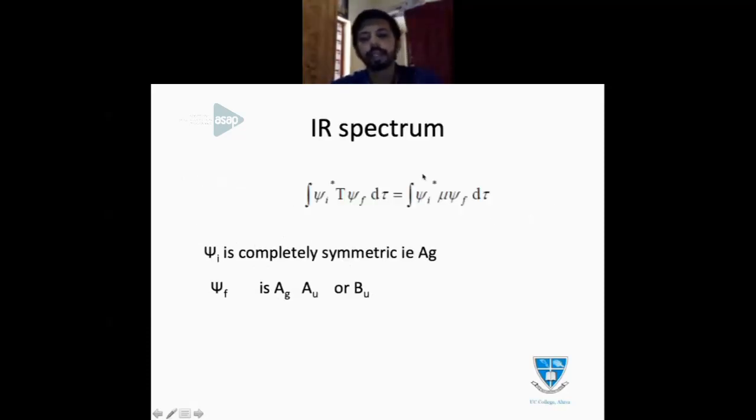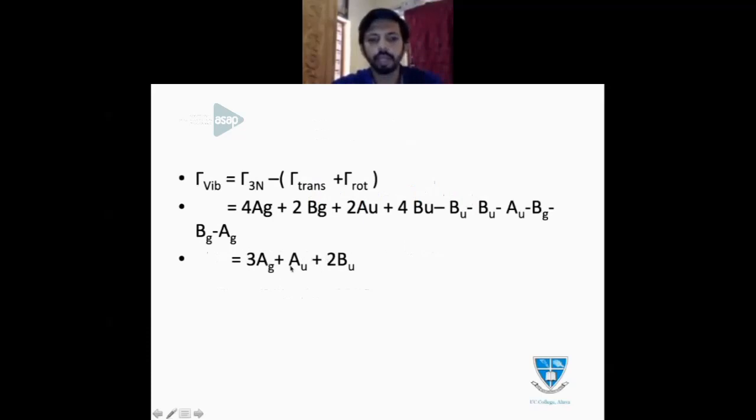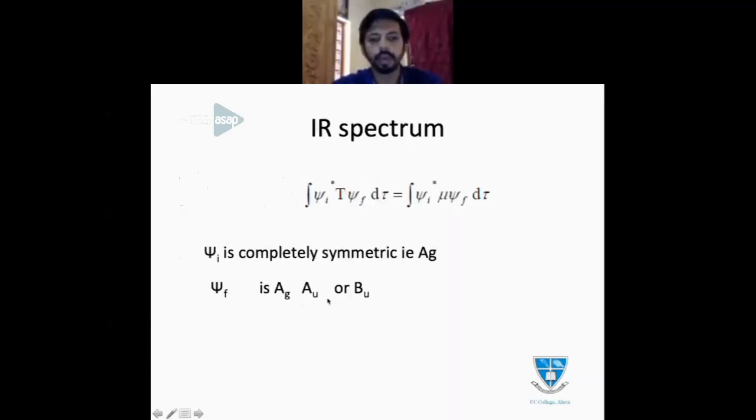Now we are discussing the IR spectrum, whether this transition is IR allowed or not. Psi I is a completely symmetric representation. So in the C2h point group, the completely symmetric representation is Ag. And psi F is what we have obtained, that is Ag, Au, and Bu.